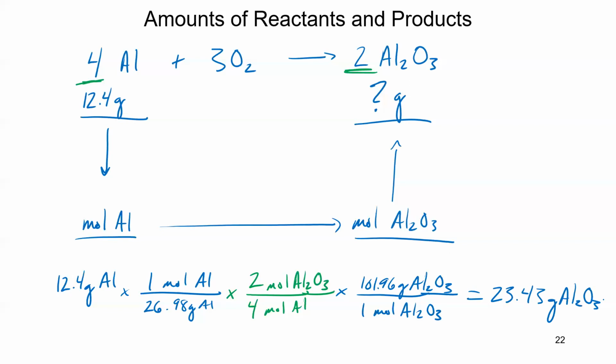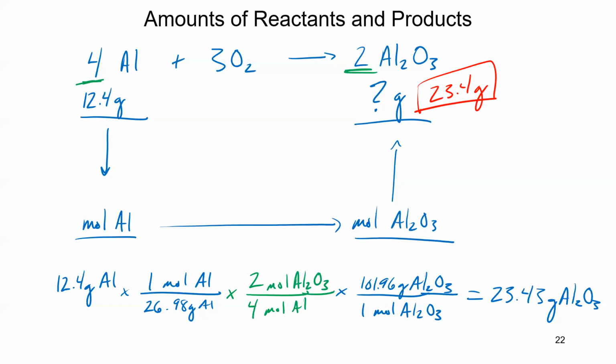Remember, we're always going to carry an extra sig fig through. And so our final answer should have how many sig figs? 3. 3 sig figs. So our final answer, 23.4 grams of aluminum oxide.